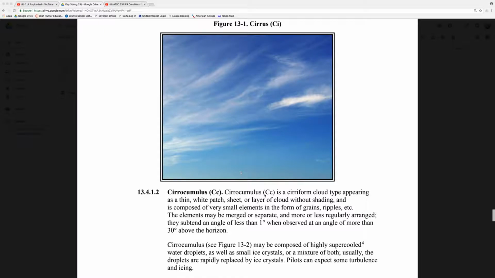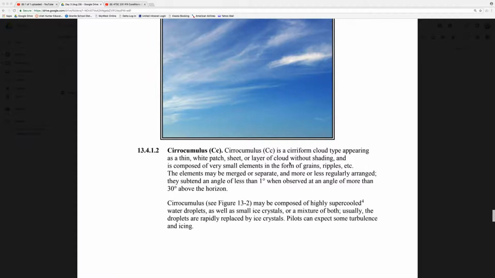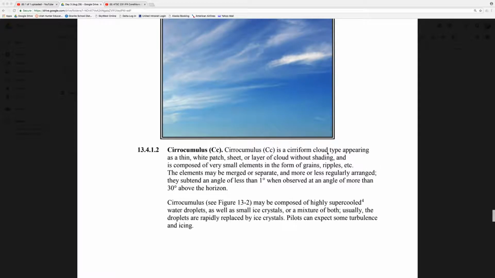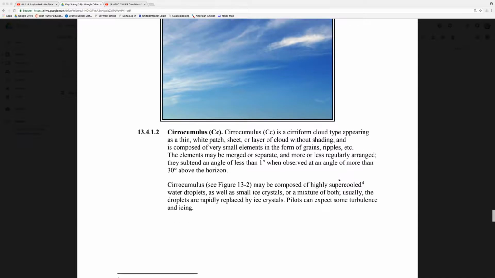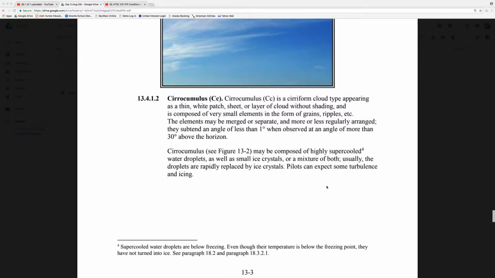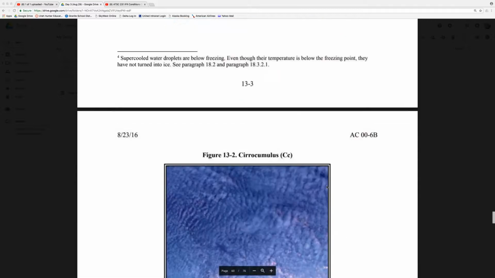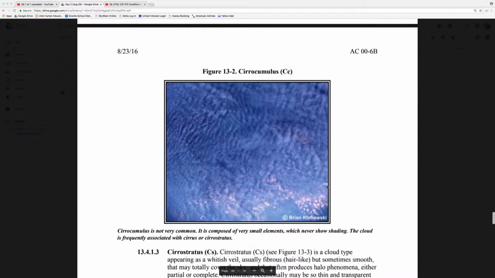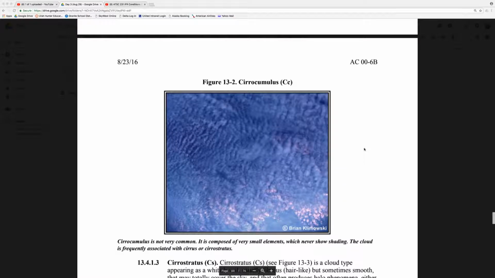But anyway, so Cirrocumulus: it's a cirriform cloud appearing as a thin white patch, sheet or layer of cloud without shading, and is composed of small elements in the form of grains, ripples, etc. So here's what cirrocumulus clouds look like. It's like popcorn, is what I've always called it, popcorn clouds. Really high altitude, really bumpy.